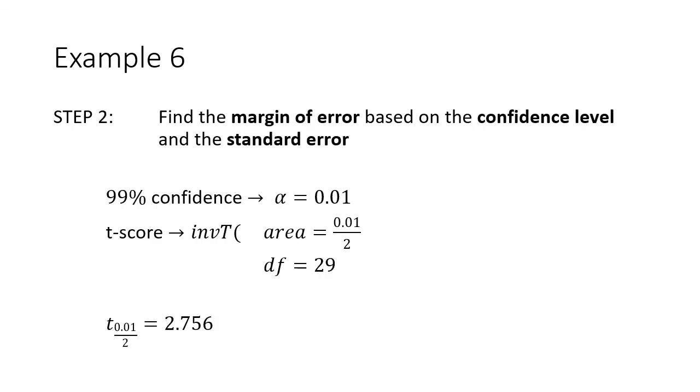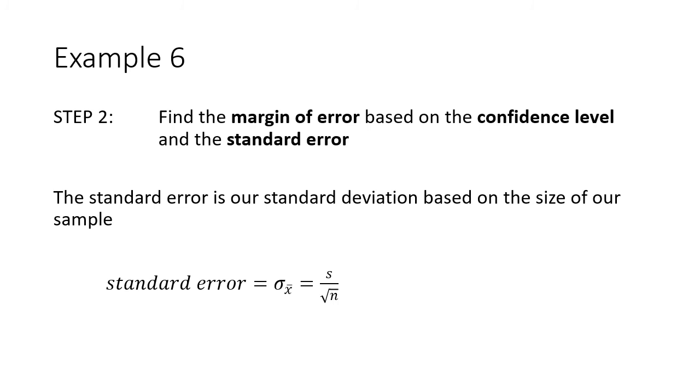Step 2: I want to find the margin of error based on the confidence level and the standard error. This is all very similar to doing it with proportions. It's just that we need to use the t-score. Just like before, if I have 99% confidence, find my alpha level. So my alpha is 0.01. When we use the inverse t function, it's 0.01 divided by 2. My degrees of freedom would be 29 because we take 1 away from my sample size of 30. And we find my t-score. We're going to be using this to find our margin of error, so it's a good idea to make a mark of it there.